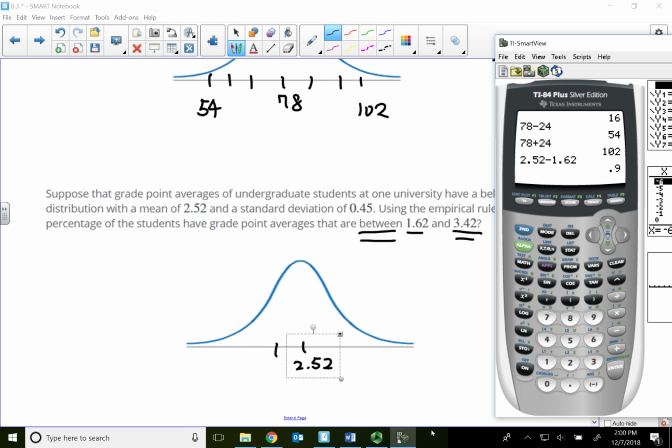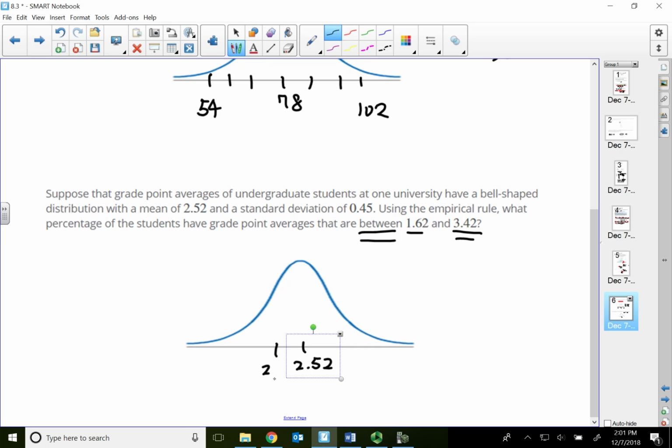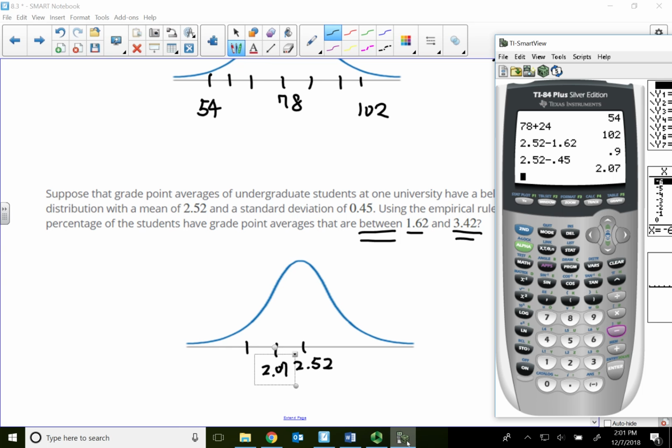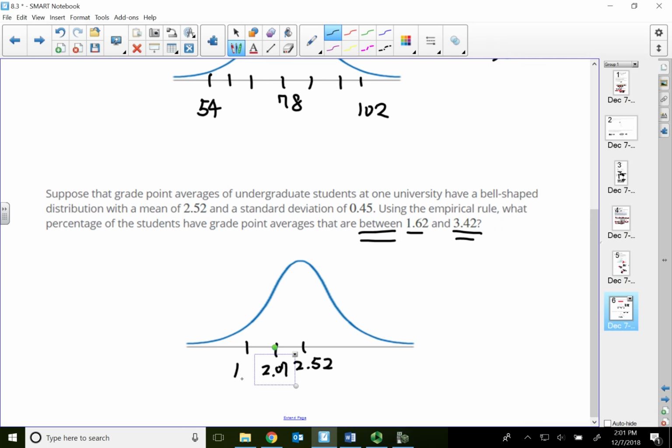Oh, I'm sorry. 2.52 minus the standard deviation is only 0.45, right? Sorry about that. Then I reach 2.07. All right, let's go down again. 2 standard deviations below the mean, so that will be minus another 0.45, which will give me 1.62. So 1.62 right now is 2 standard deviations below the mean.